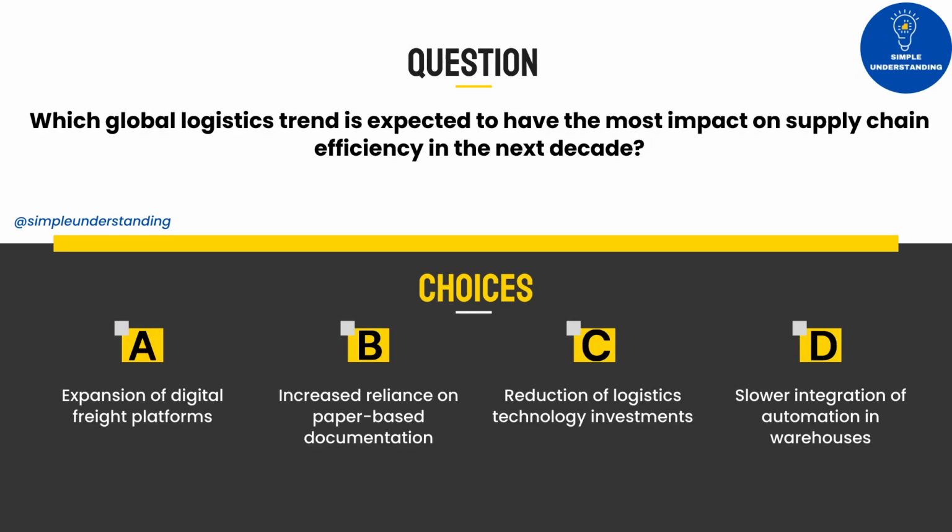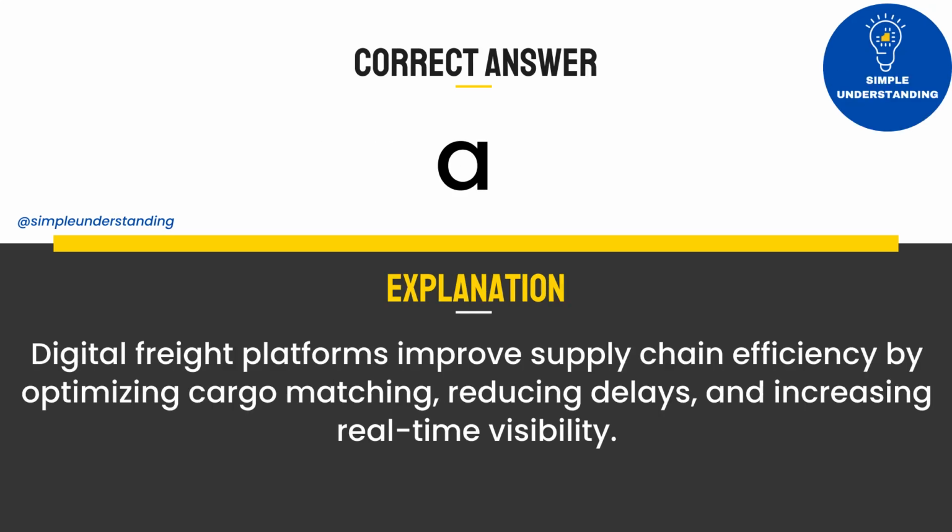5. Which global logistics trend is expected to have the most impact on supply chain efficiency in the next decade? A. Expansion of digital freight platforms. B. Increased reliance on paper-based documentation. C. Reduction of logistics technology investments. D. Slower integration of automation in warehouses. Correct answer: A. Expansion of digital freight platforms. Explanation: digital freight platforms improve supply chain efficiency by optimizing cargo matching, reducing delays, and increasing real-time visibility.